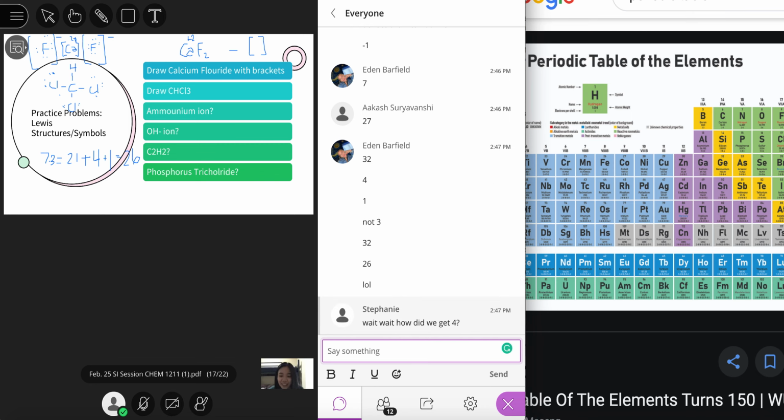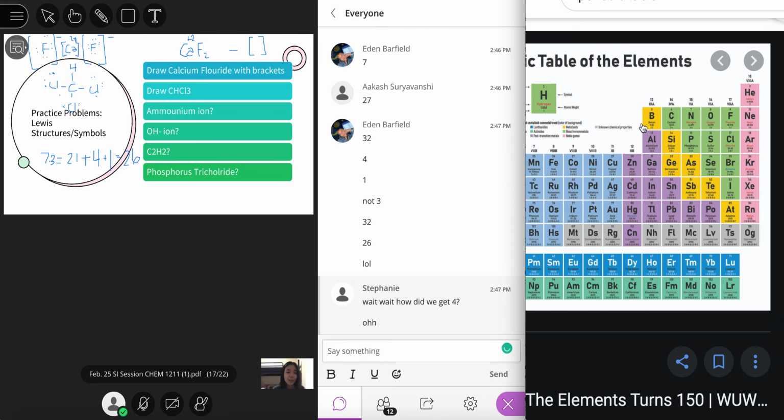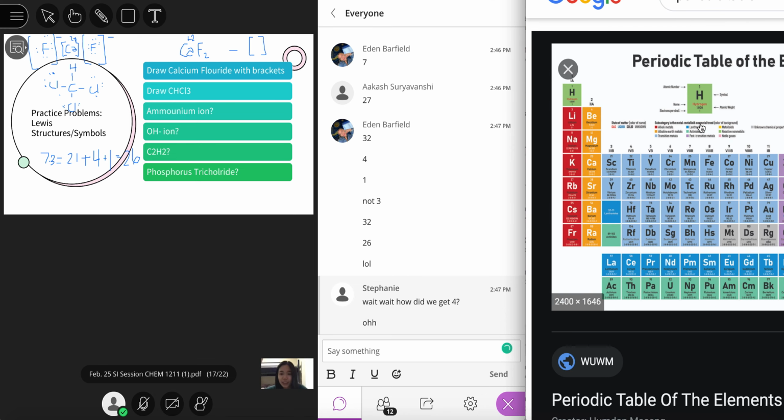So how do we get 4? You're looking at the group number. Carbon is in group 14, right? So you're going to have 4. That's how you get 4. So that's how you find the full valence electrons. Use this every single time you have to draw it out. Every single time. That's how you know you're doing it right. So you don't get like 27 or 32.